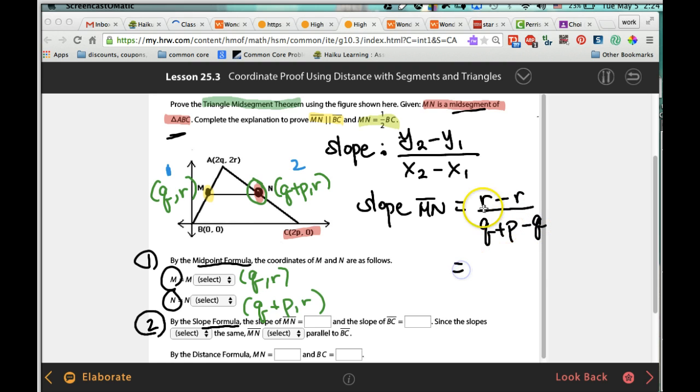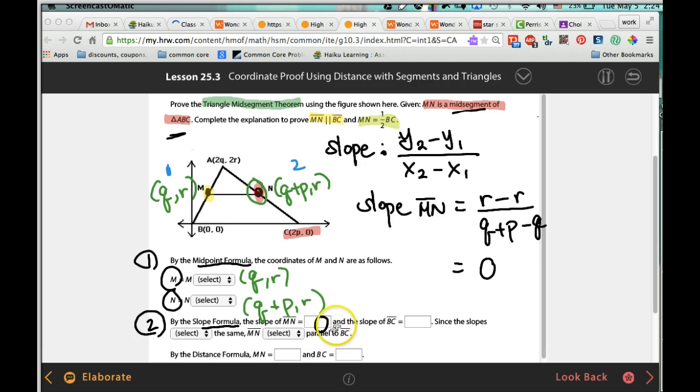So there you go. R minus r is 0. And guess what? 0 divided by whatever number is at the bottom is always going to be 0. Kind of like 0 times any number is always 0, right? Same thing, 0 divided by any number is always 0. So we know that the slope of MN is 0.